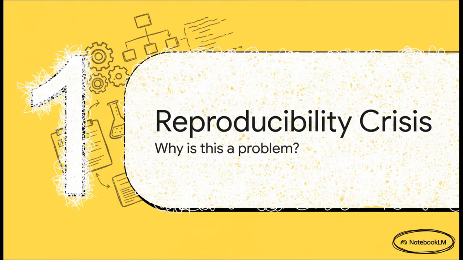All right, so why is this such a big deal? Well, this whole crisis has really shaken people's confidence in science. When other researchers can't verify your findings, it kind of undermines the entire foundation of how we build knowledge together. And this isn't just some abstract academic thing. It has real-world effects on everything from public policy to new medical treatments.